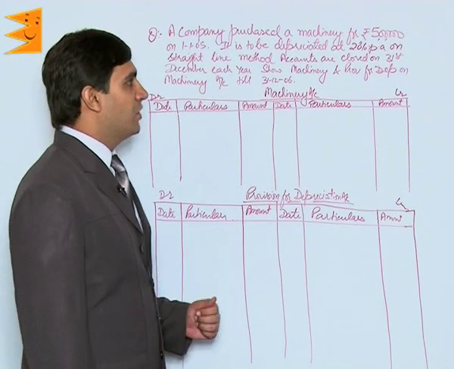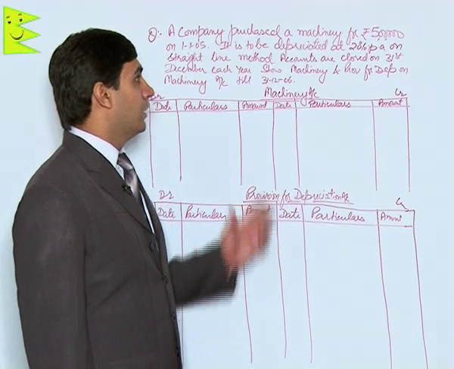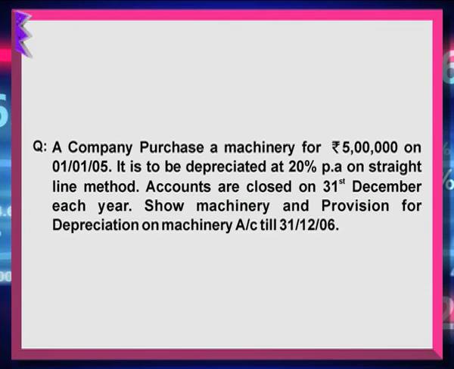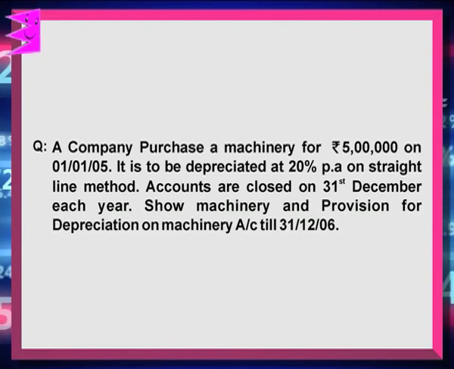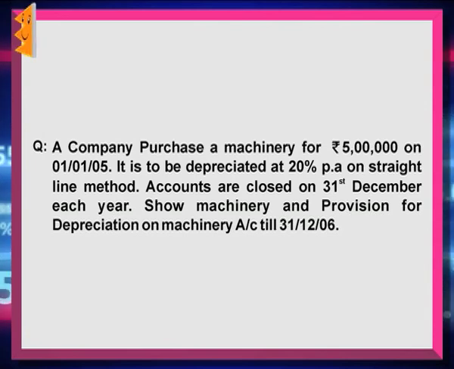A company purchased a machinery for rupees 5 lakh on 1st January 2005. The machinery is to be depreciated at 20% per annum on straight line method, that is original cost method. The accounts are closed on 31st December each year. You are required to show machinery account and provision for depreciation account till 31st December 2006.